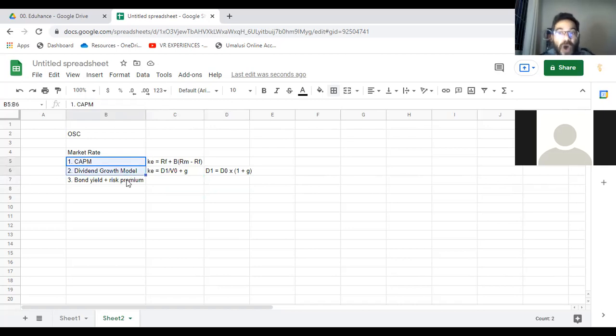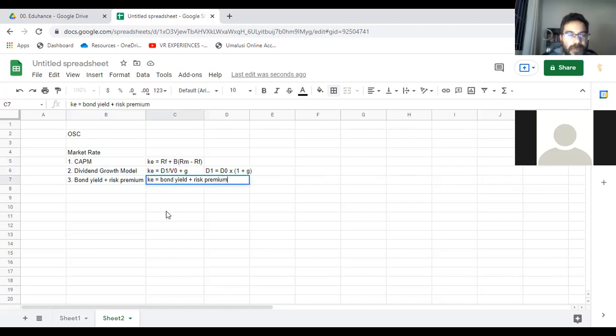I wasn't an investment analyst, but I've seen quite a few. My wife is an investment analyst, so I see it. They mainly use the bond yield plus risk premium. So how do you calculate this? Cost of equity equals bond yield plus risk premium. In most cases they're going to give you the risk premium and the bond yield. Bond yield is the current market rate of the bond.